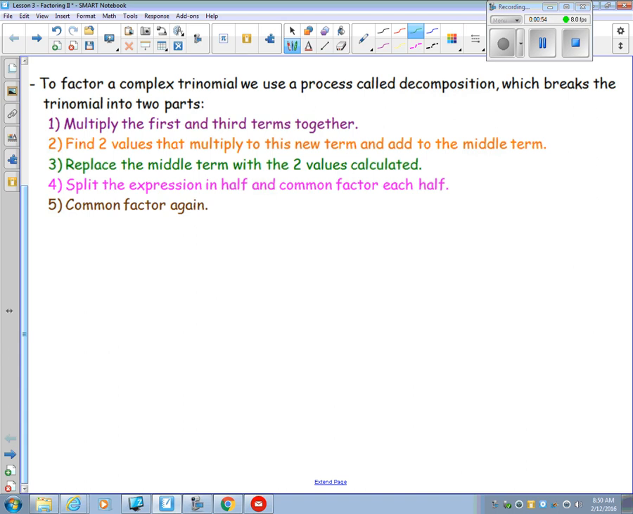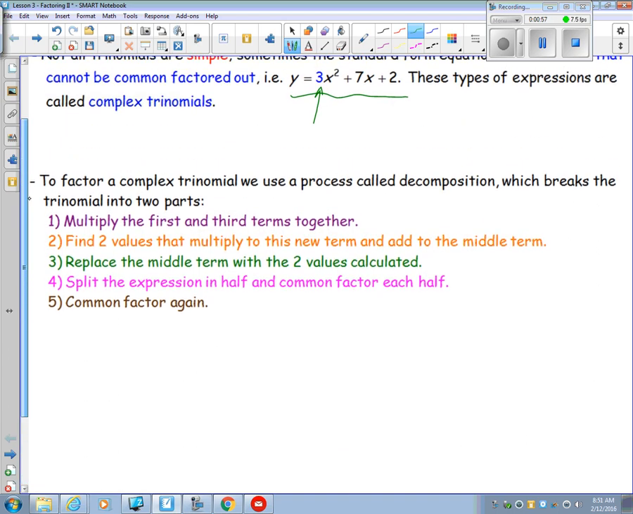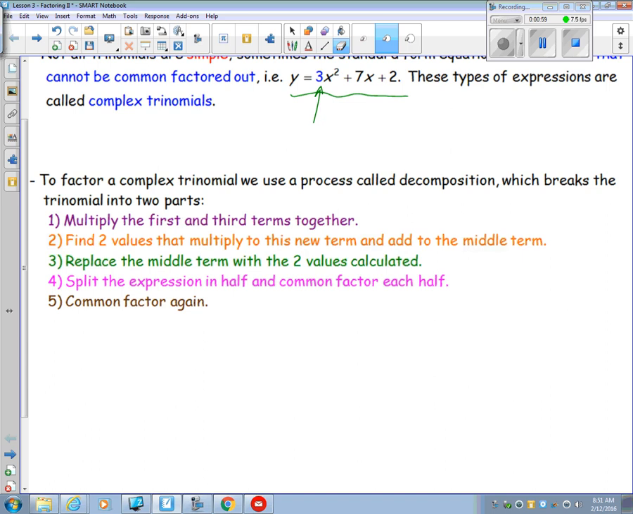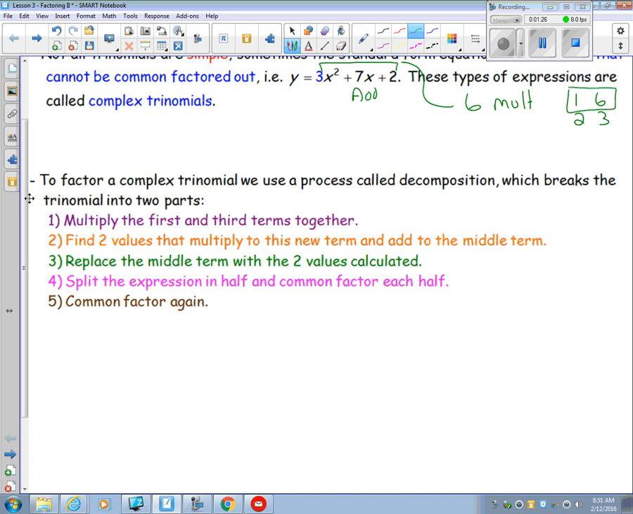So what we're going to do first, and I'll show you with this example that we did up here at the top. Step 1: we're going to multiply the first and last things together. So 3 times 2 makes 6. That's all you got to do. And then, sort of like a simple trinomial, we need to find things that add to 7 and multiply to this new number. So you need to make a list of your factors, maybe 1 and 6, 2 and 3. Which of those adds to 7? Oh, 1 and 6 adds to 7. That's fantastic. There's my numbers I'm going to use.